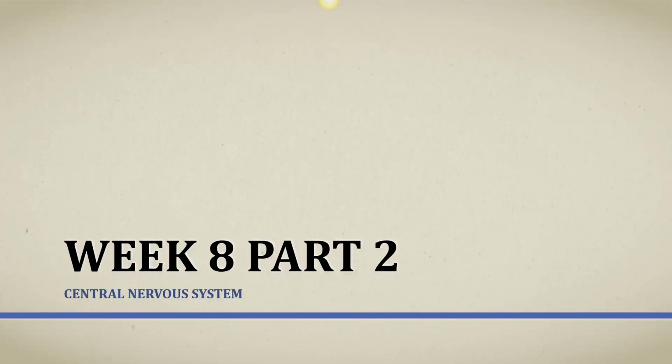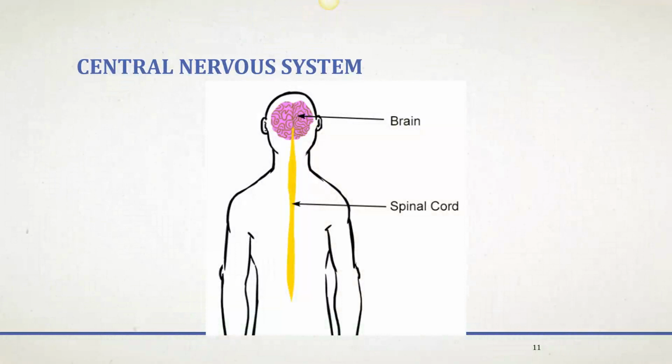Now we're going to talk about the central nervous system. The central nervous system consists of the brain and spinal cord. In this lecture, we're going to focus on the brain, and then at the beginning of the next lecture, I'm going to talk about the different regions of the spinal cord because that directly correlates to the reflex arc.